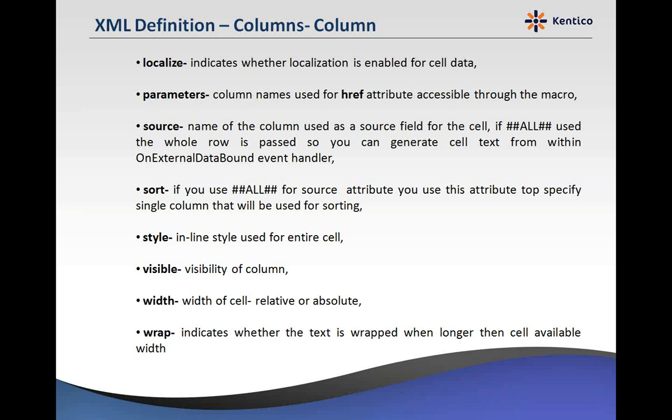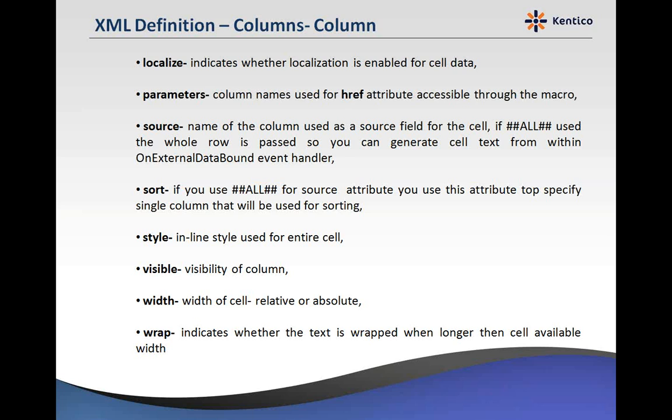And the last one that I would like to mention is the sort attribute. This attribute is used to define the column name that will be used for sorting in case the all macro is used in the source attribute. So by default the sorting is using the source value. However, if you use the all macro for the source, you explicitly specify the column that will be used for sorting in the sort attribute. So let's take a look at some examples.